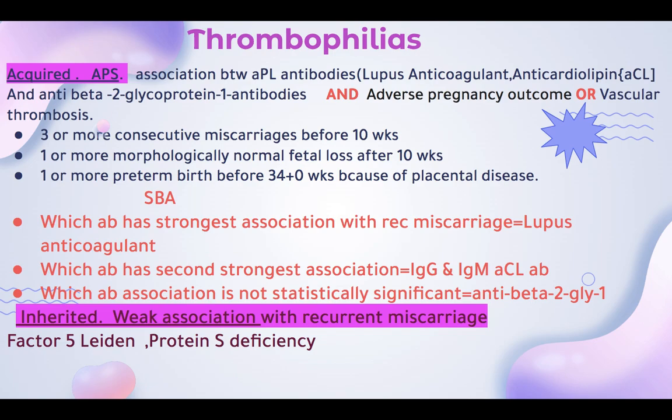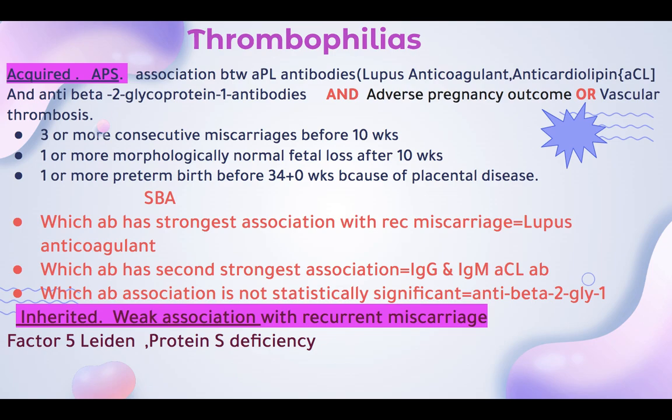So after this, we are left with only one antibody, and that is anti-beta 2 glycoprotein 1 antibody, right? Anti-beta 2 glycoprotein 1 antibody, actually the evidence is less conclusive. IgG or IgM class in the high titer. So you know that it is less significant.